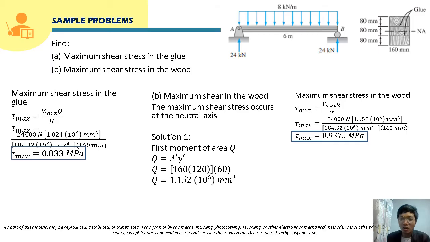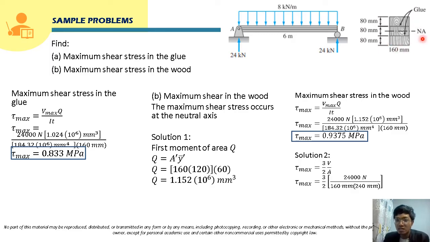Okay. Now, we can also use solution 2. Since this is rectangular, we can use this formula for maximum shear stress. This is equal to 3 over 2 V over A. Our V, class, is 24,000 Newton. And the area A here, class, is the area of the whole cross-section. So, that will be 160 times the height of 240. Solving this, class, this is also 0.9375 megapascal. So, these will now be the answers, class, for this problem.